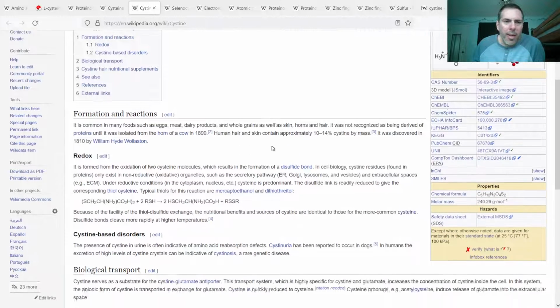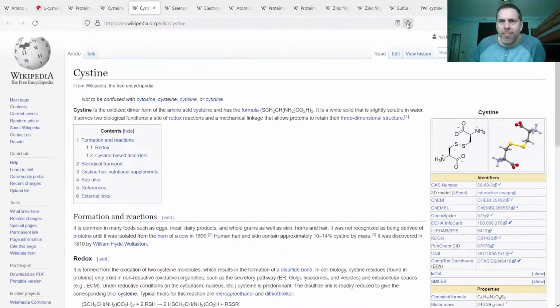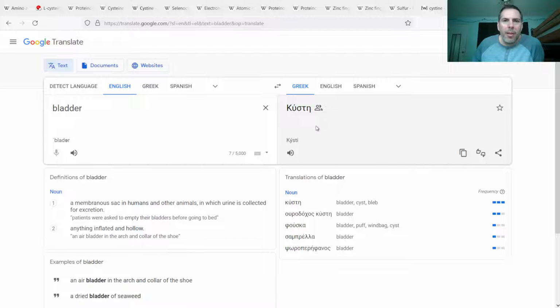But this is where the name of cysteine came from. Cystine, as the dimer, was named after the bladder, the Greek word for bladder, kystis, and then that in an English form would be cysteine.